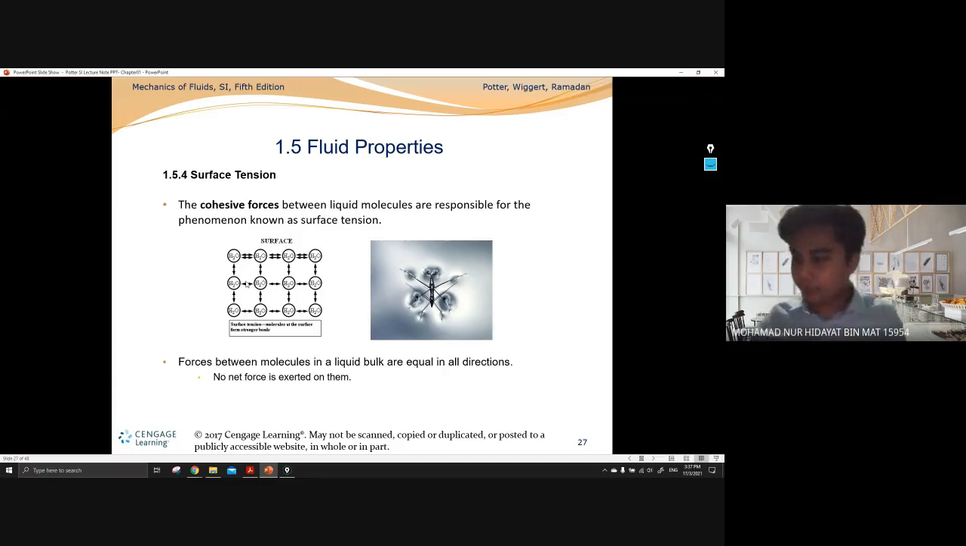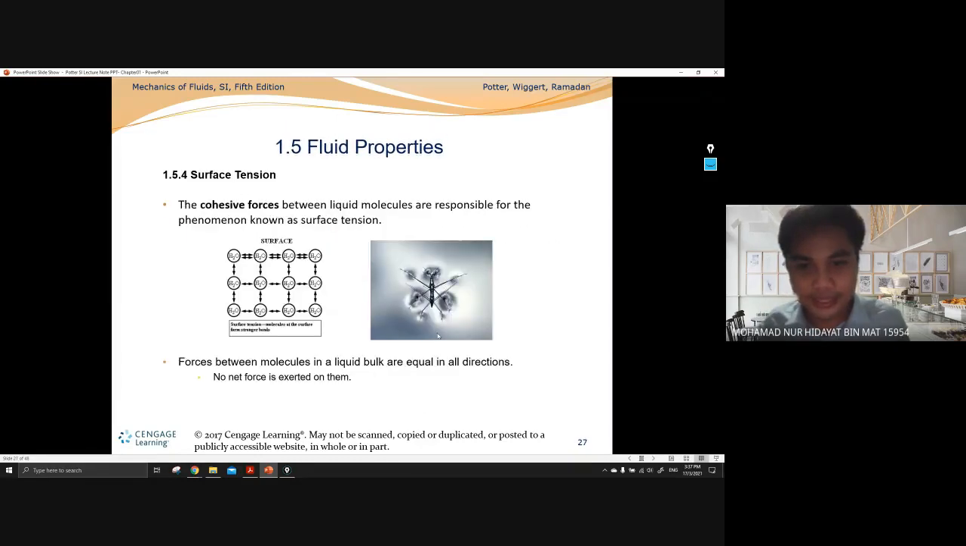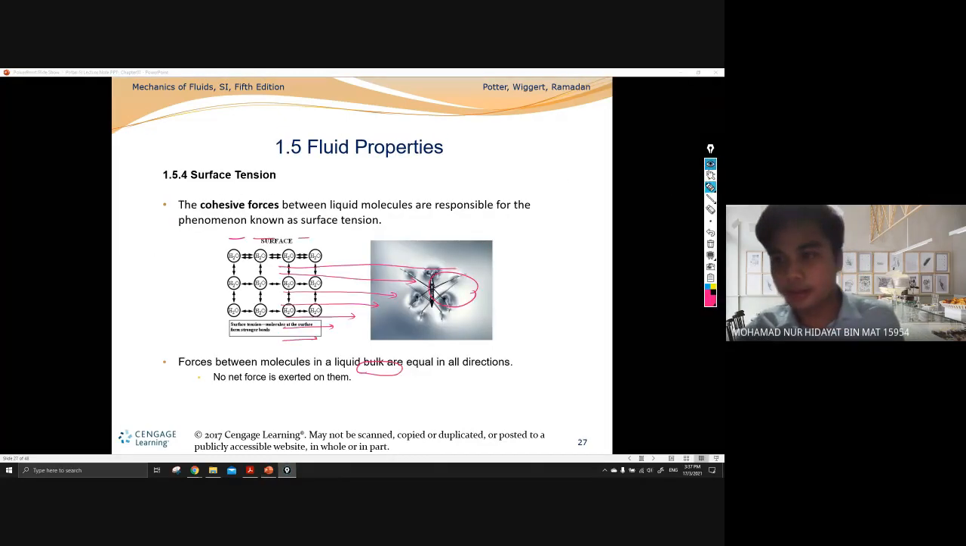For example, what do you think? This is the water strider managed to float on the water. Because of why? Because of surface tension. With the surface tension, the water strider managed to move freely on top of the water. Because of why? This is the reason. Let me draw.